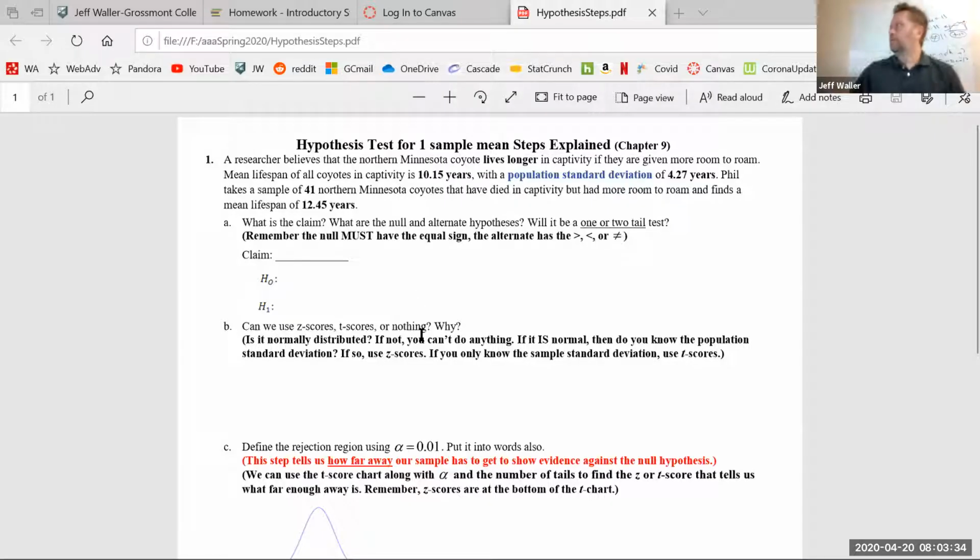Can somebody tell me what the first problem is about? Just type it in there real quick.